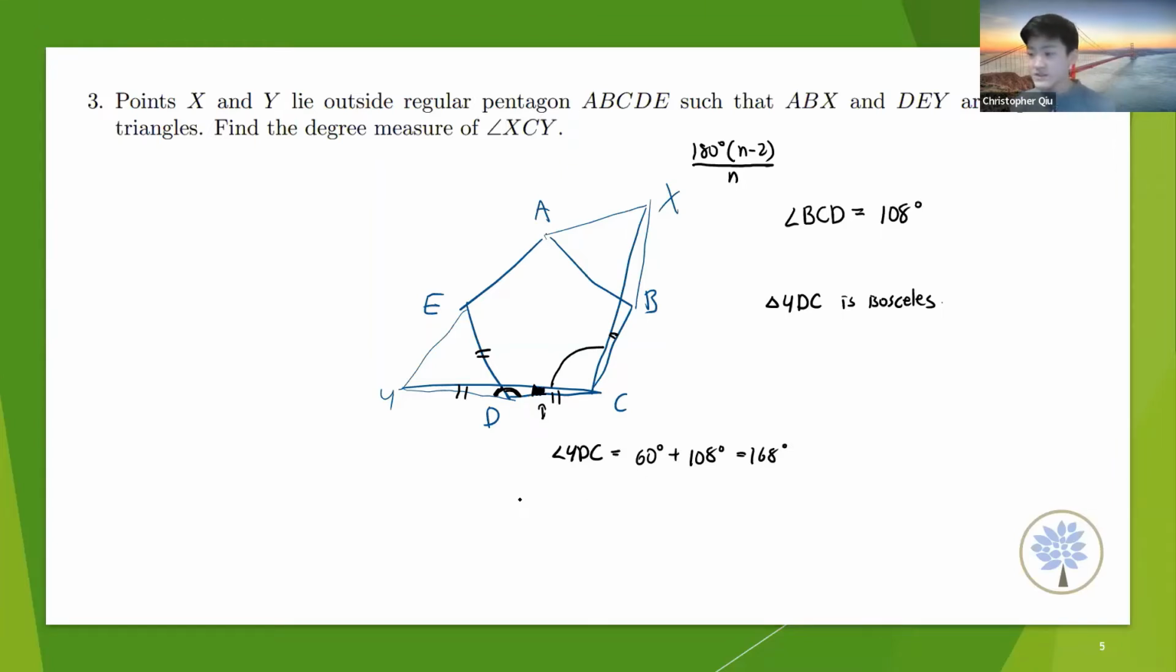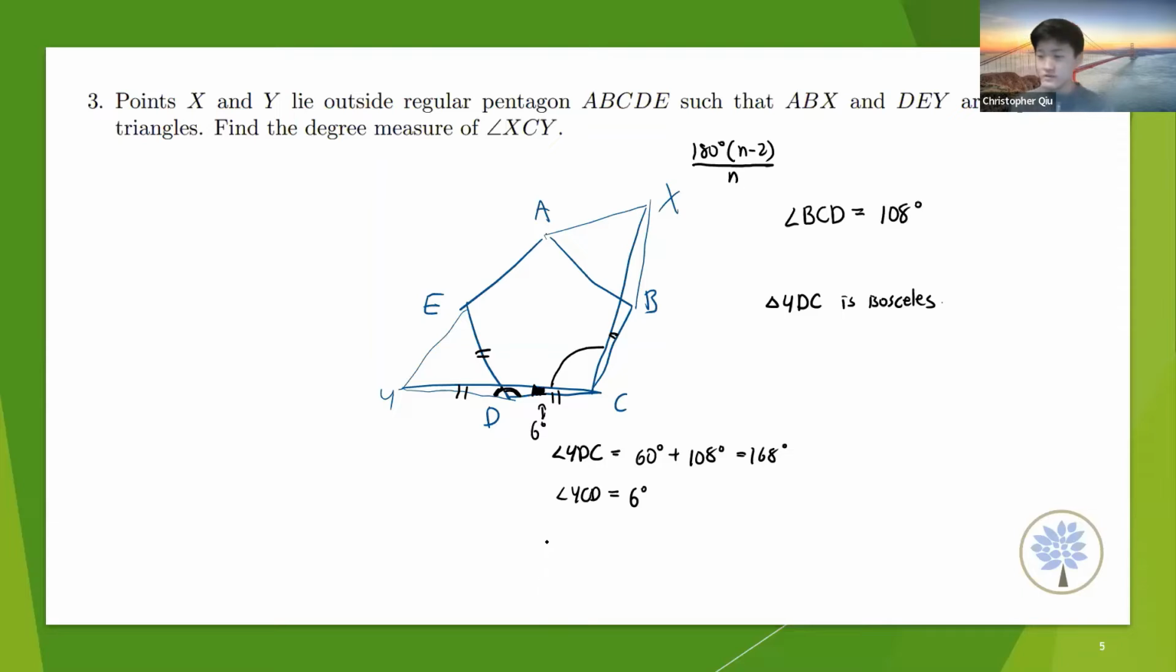And so now we can find the measure of angle YCD. Since triangle YDC is isosceles, the sum of the other two angles is going to be 180 minus 168, so 12 degrees. And then we divide by 2 since there are two other angles, and we find that YCD has measure 6 degrees. This is 6 degrees.